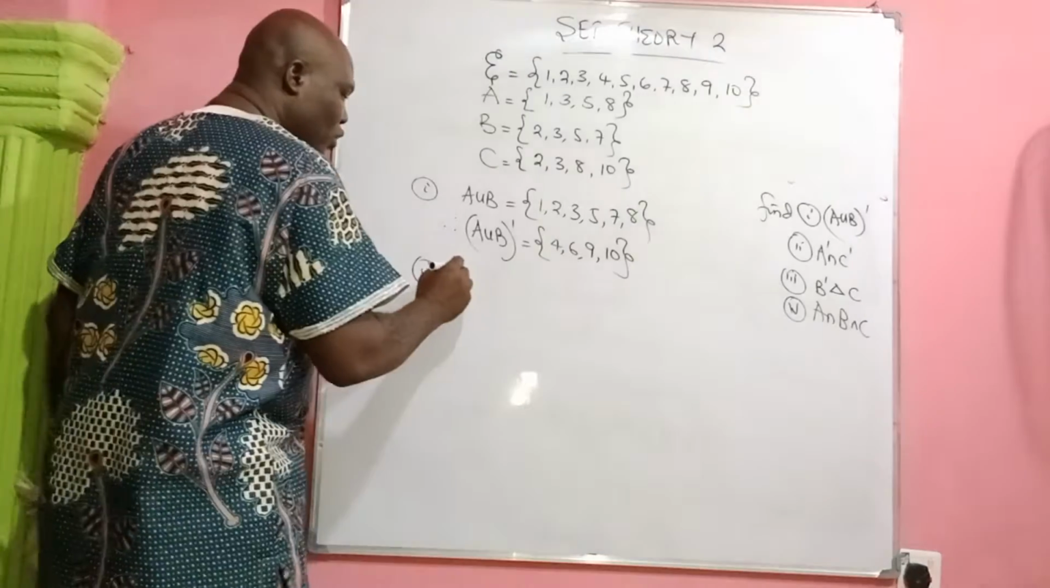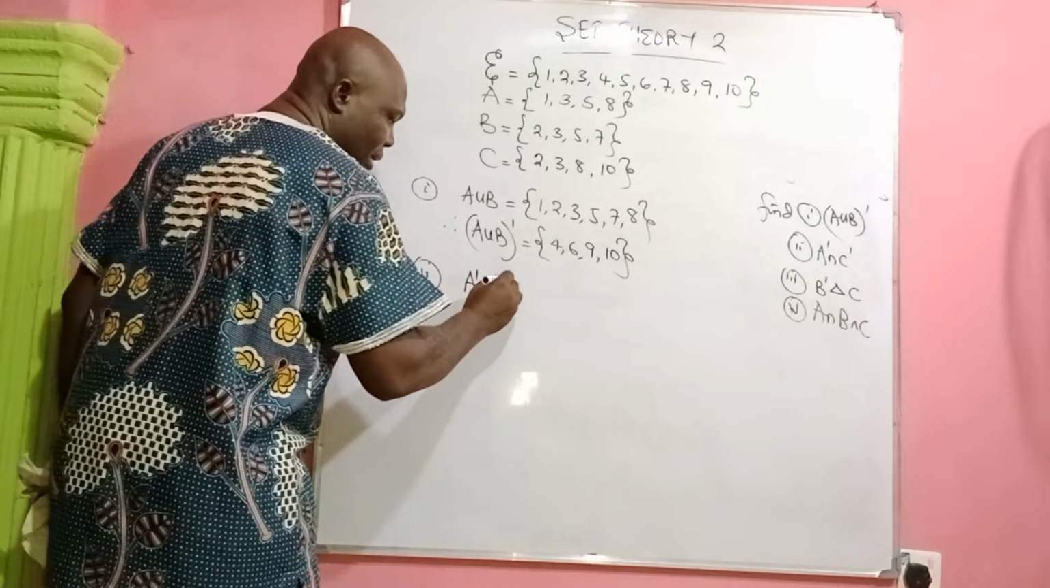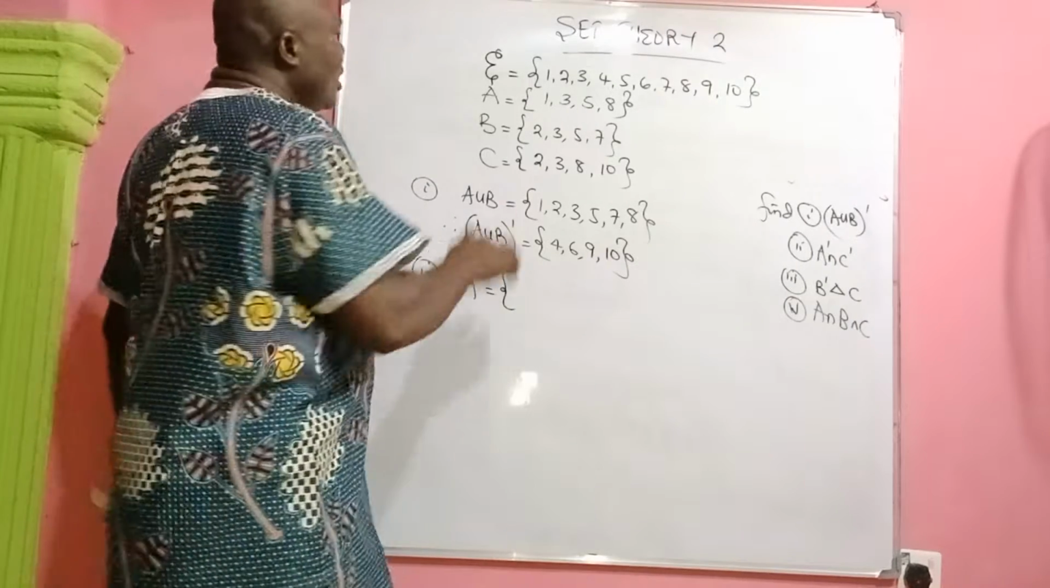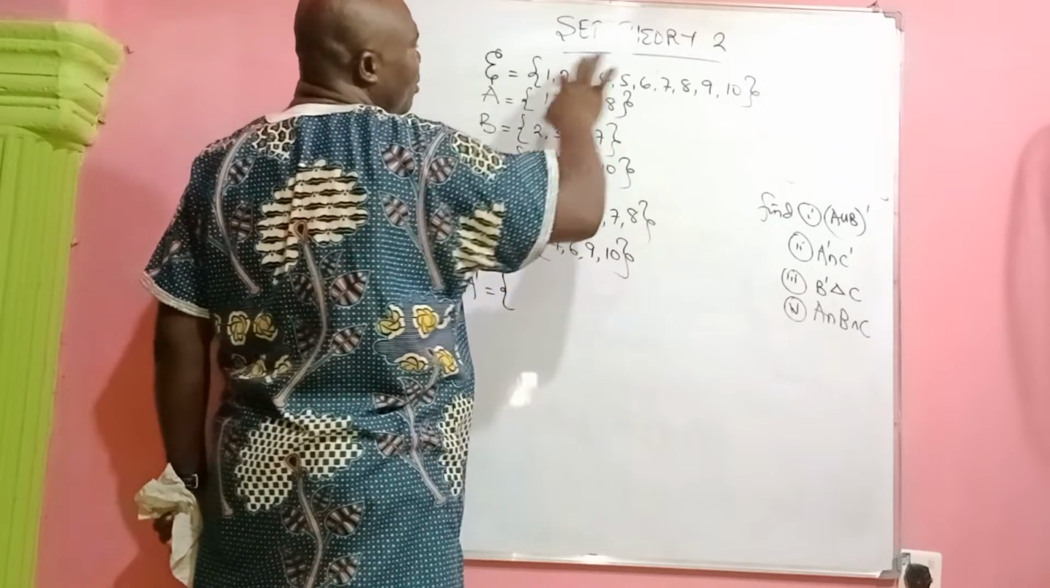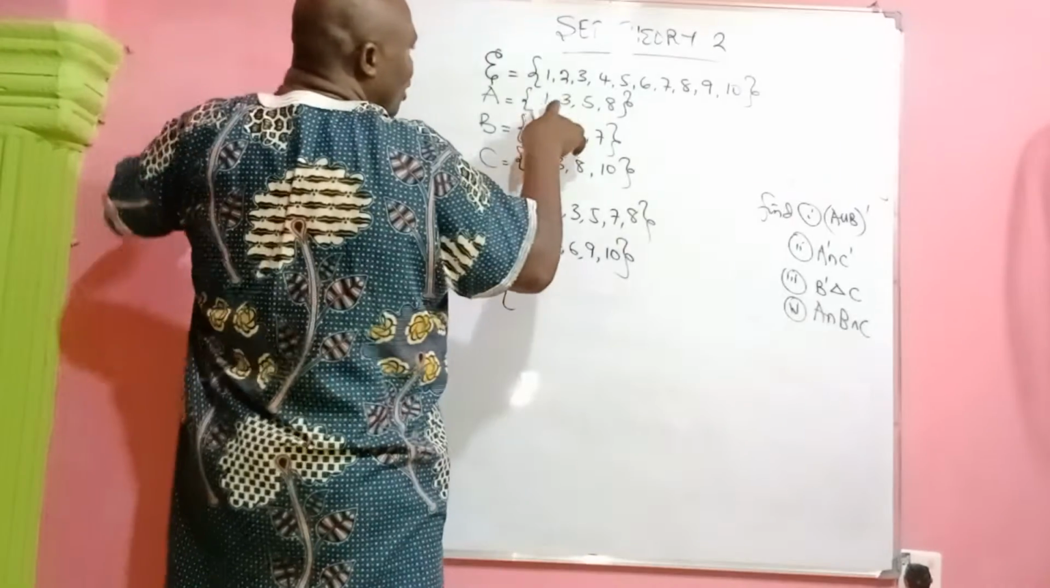So the first thing we need to bring out is our A complement. This is A. The complement of A means if we remove 1, 3, 5, and 8 from the universal set, what will be left? 2 will be left.